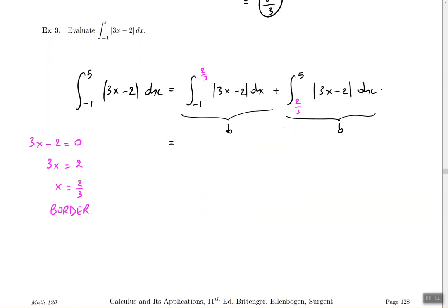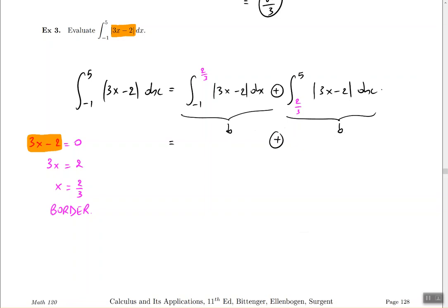So basically what I did is I found a border point by taking the stuff that was inside of the absolute values and making it equal to 0. That gave me a border point. And somehow magically the calculator can now get the fraction for the first one, get the fraction for the second one, and I'll just need to add two fractions together. So let's see that in action.